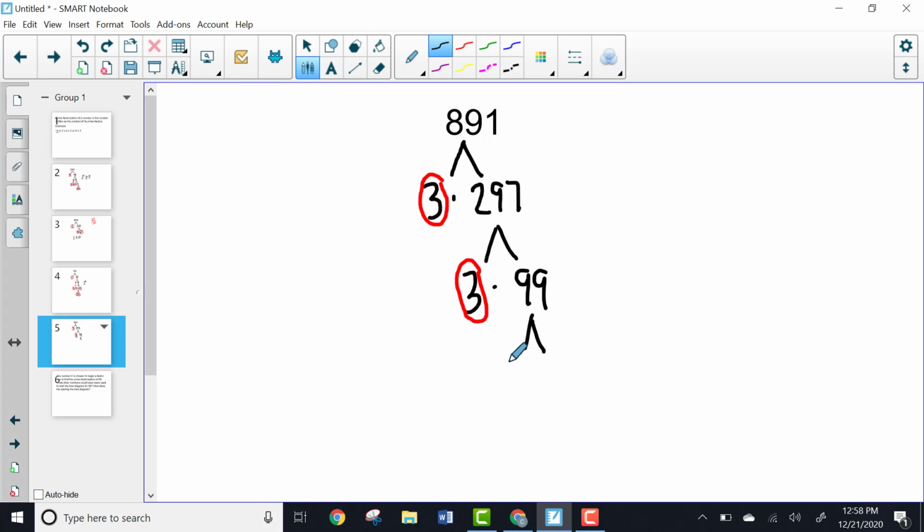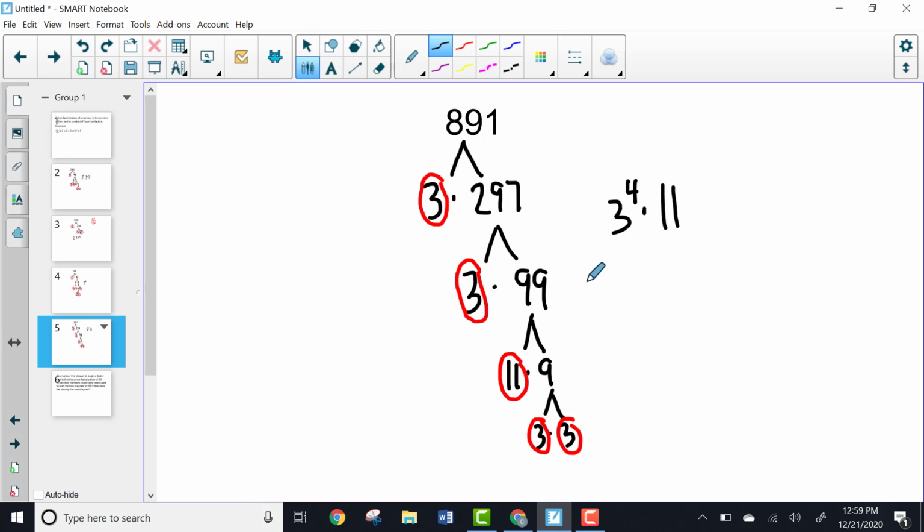11 times 9. Now I know 11 is a prime number because the only factors of 11 are 1 and 11. And then 9, I know 3 times 3 can equal 9. So 3 and 3 are both prime, so I will circle those. So now I have 3, 3, 3, and 3. So 4 threes. So my prime factorization is 3 to the power of 4 times 11.